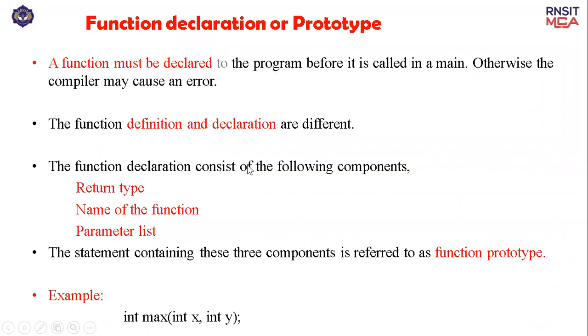Next, how exactly should the overall function be declared? Function must be declared to the program before it is called in the main. That means before it is used in the main function, it has to be declared. First, it has to be declaration. So you have to tell the compiler that, okay, there is a function like this. Declare. So after you declare, you can use.